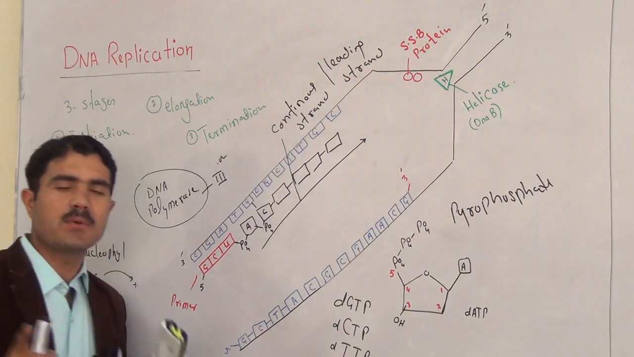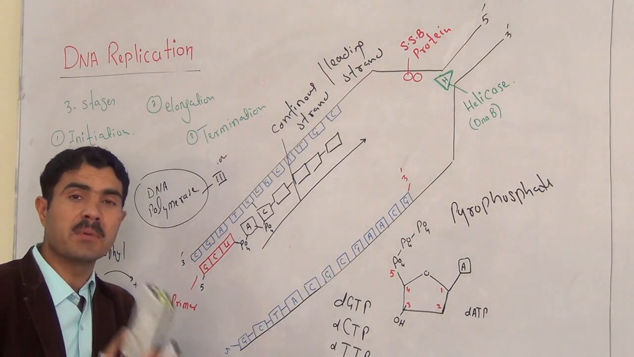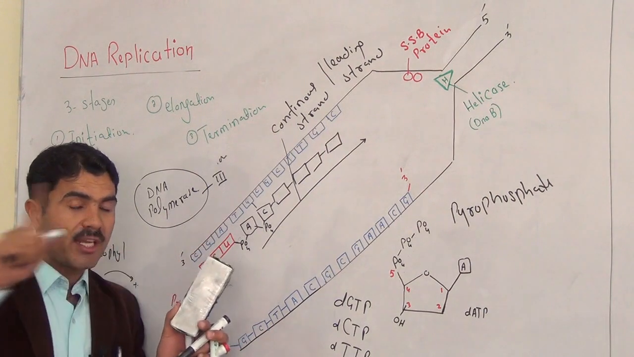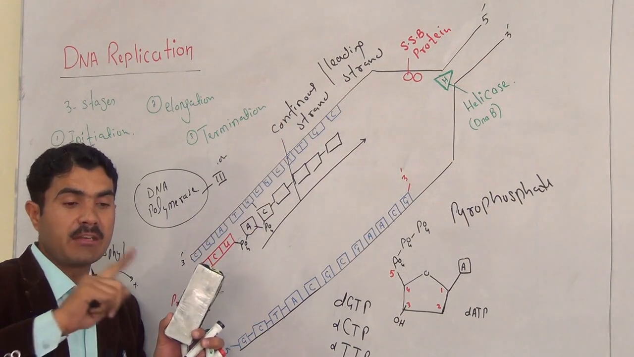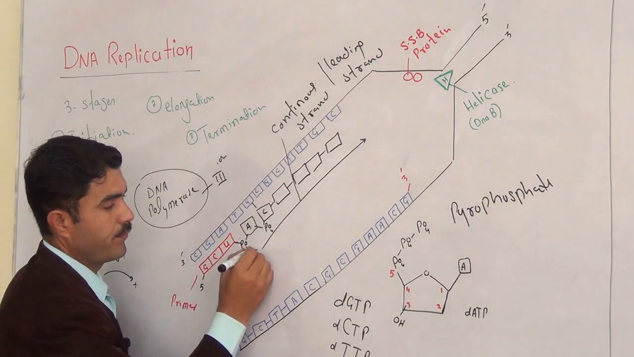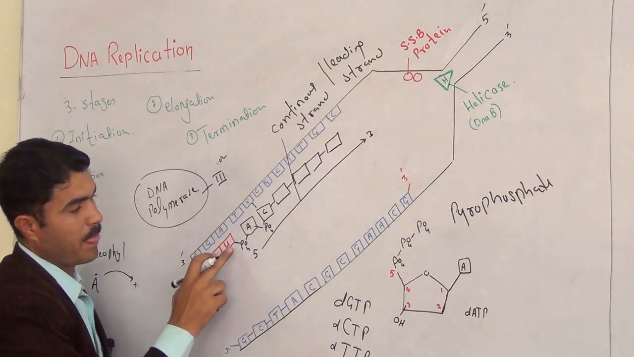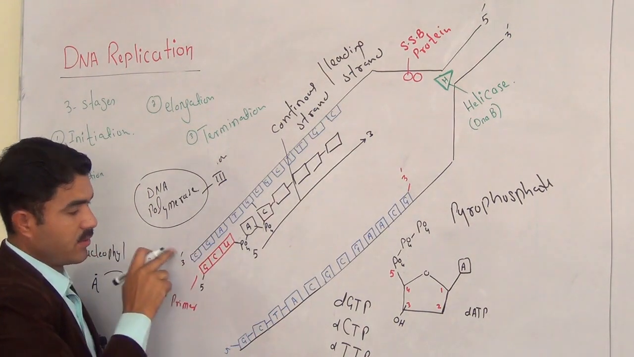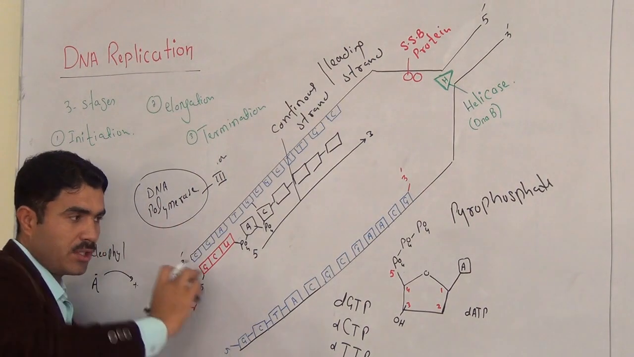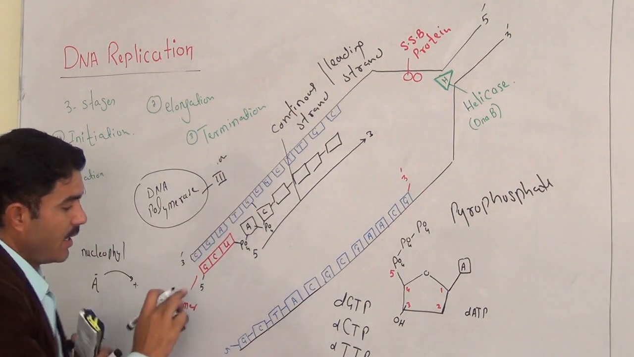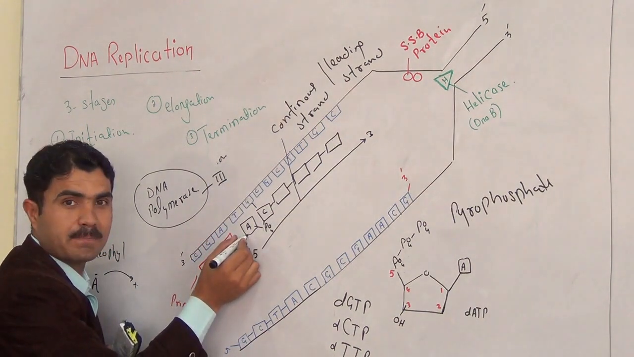Now, if you just tell me what is the direction of this new strand? So remember, the credit goes to the DNA polymerase, that the DNA polymerase always makes the new chain in 5 to 3 direction. Look, this is the 3 end. The primer is always attached to the 3 end, so the DNA polymerase will start from the 3 end, and the new strand will of course be 5 end. So this will be the 5 end.